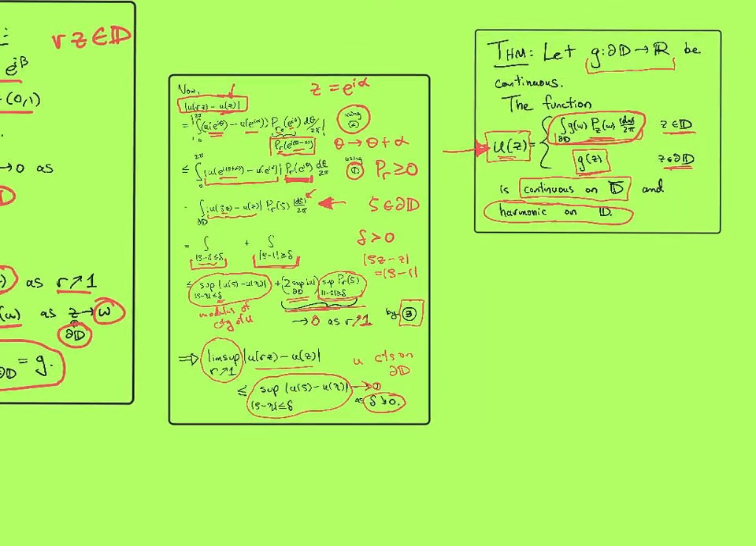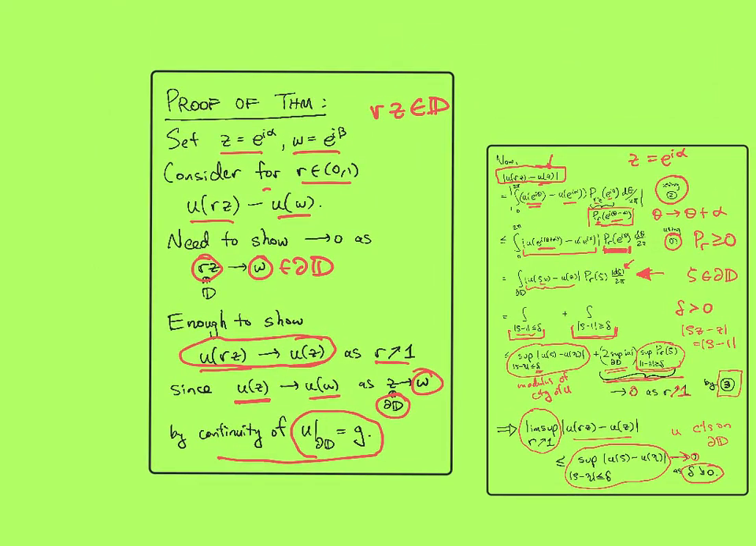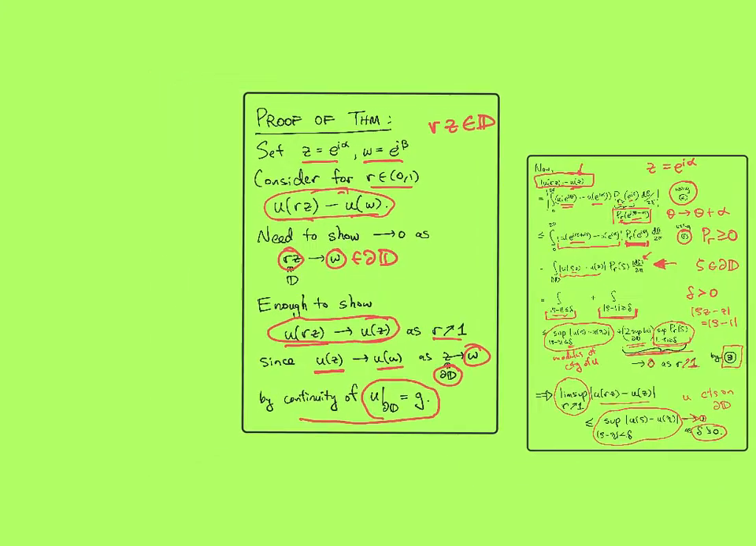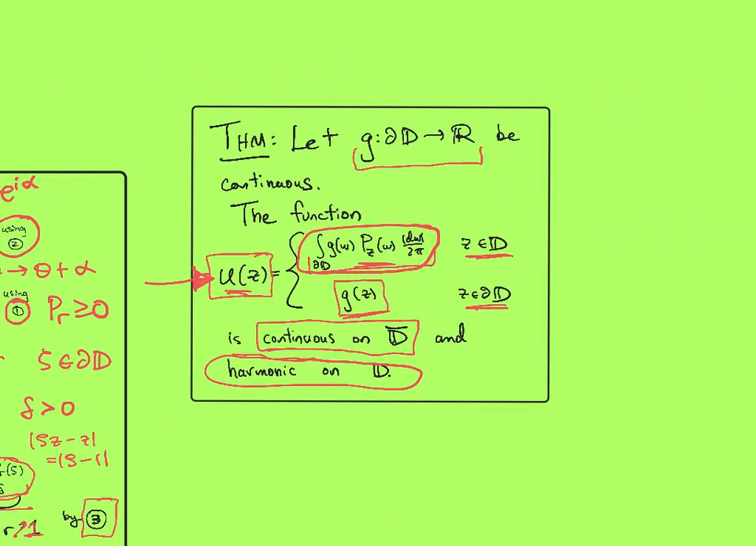So that proves that u of rz goes to u of z as r goes to 1. And again, we already said that then if you need to estimate this difference, well, you could send r to 1 and then z to w. But we do get the theorem that we wanted, that this expression is continuous on the closed disk now, and we already showed that it's harmonic on the open disk. So that solves the Dirichlet problem on the unit disk.